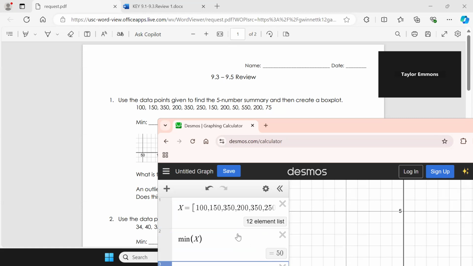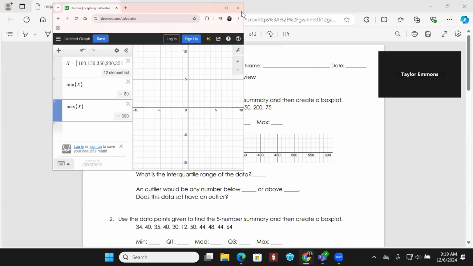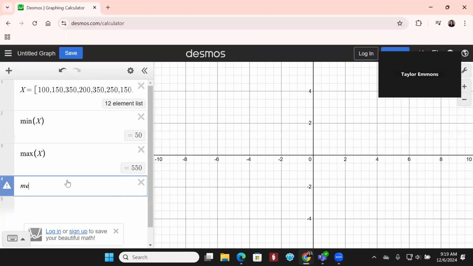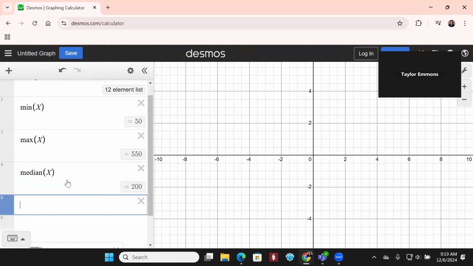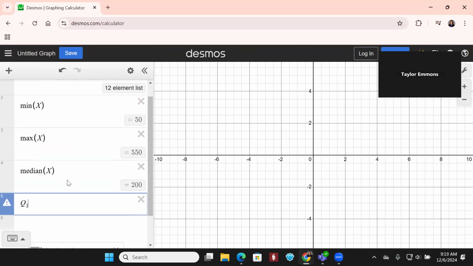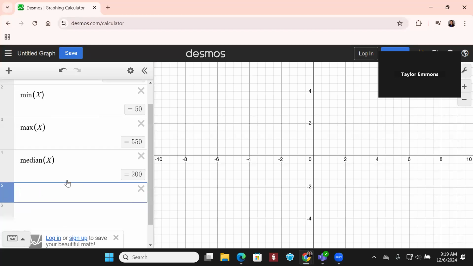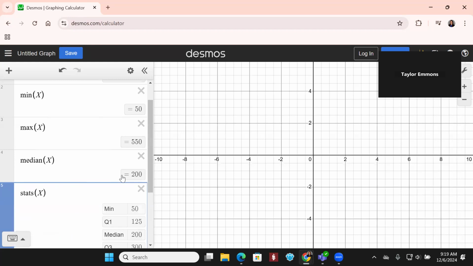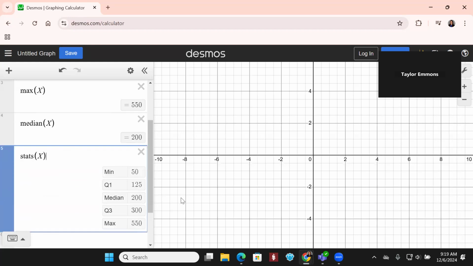We're gonna do max of X. Median of X. And you're saying that it does Q1? Yeah. So you have to put, boom, there it is. Okay, you got to know how to do this. Like, I can't do it for you, or I'm not going to tell you. Okay, and there's your Q1, Q3, median, max.